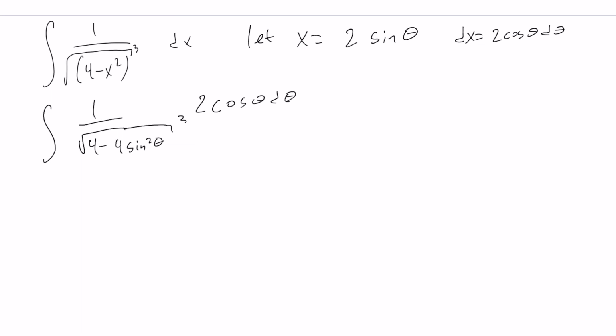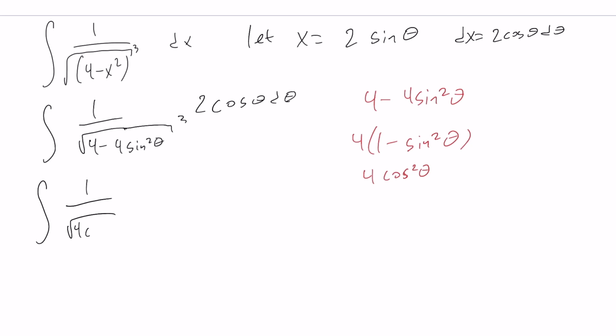Now let's take a look at this 4 minus 4 sine squared theta. I have a 4 in front of both things, so I can factor out a 4. This becomes 4 times 1 minus sine squared theta. And oh my goodness, that's exactly what we just worked with. That's cosine squared theta. So that's 4 times cosine squared theta. Okay, so with that in mind, my integral can become 1 over the square root of 4 cosine squared theta, quantity cubed, times 2 cosine theta d theta.